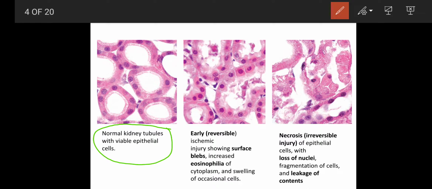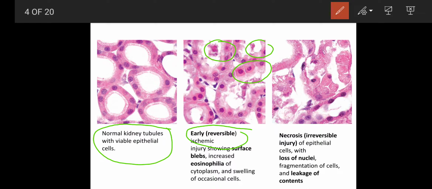But if you come to the middle image, the center image, that is whenever there is a reversible cell injury, that is, the early changes of cell injury. See how there is eosinophilia. In early stages of reversible injury, you have eosinophilia, and see how there is apical blebbing. So these are the early changes.